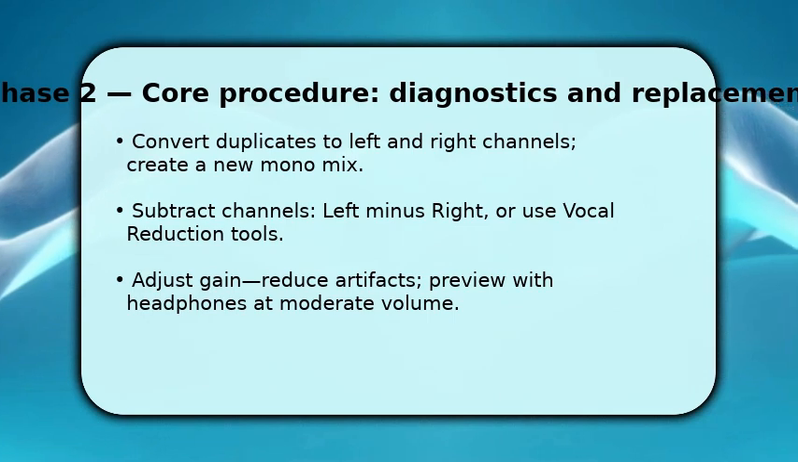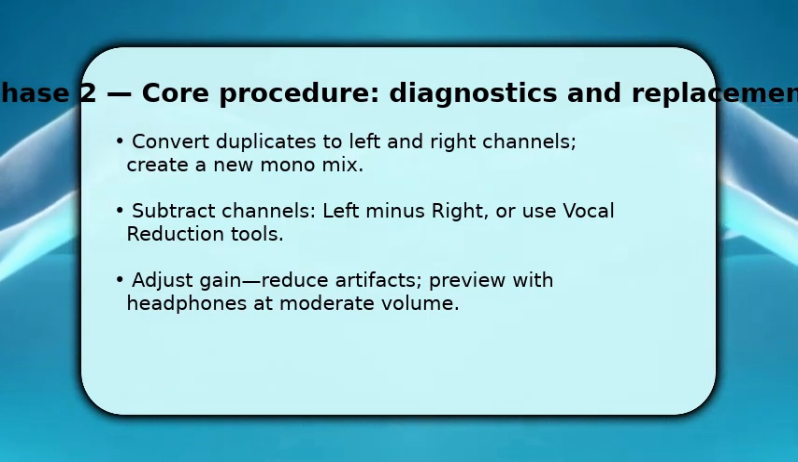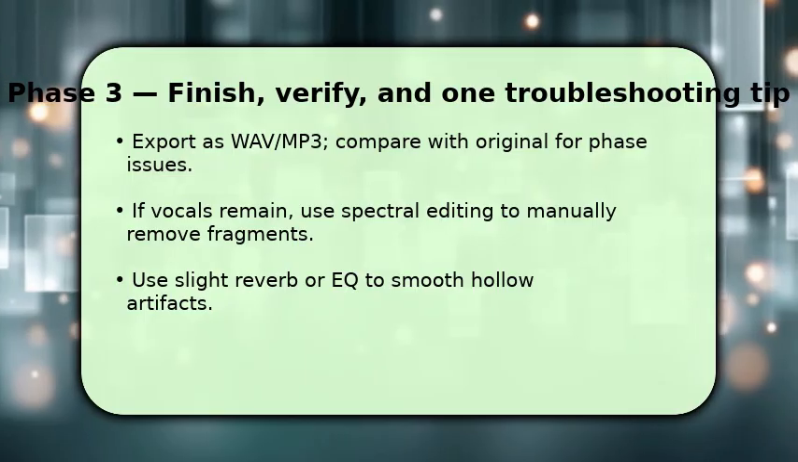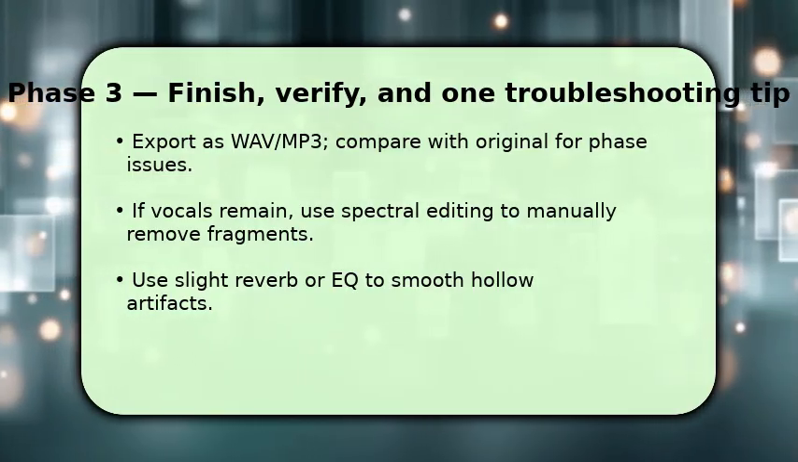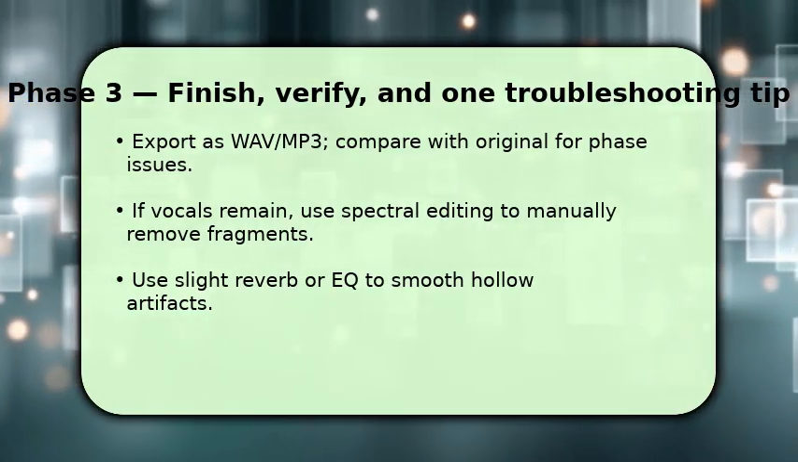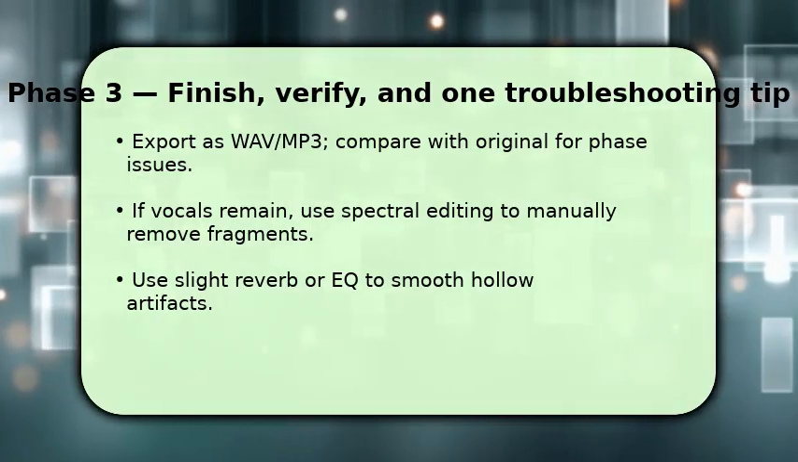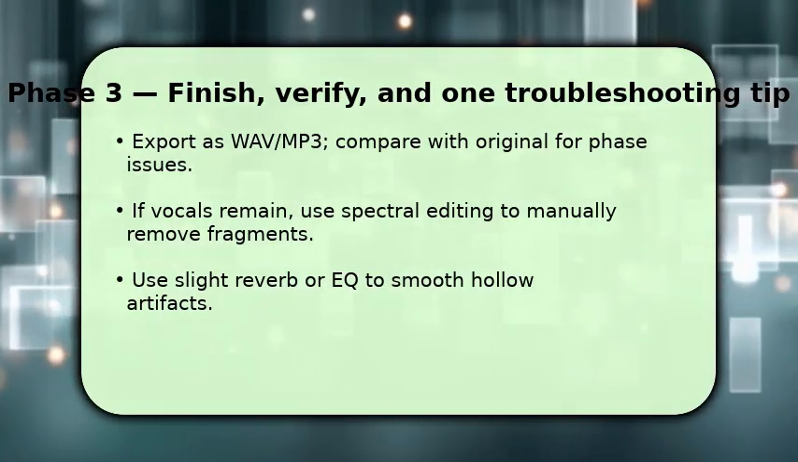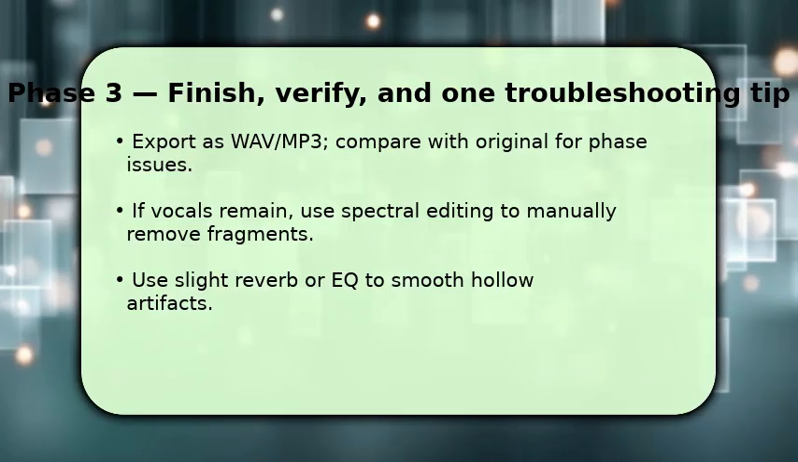Finish by mixing down and exporting your vocal reduced version as WAV or MP3. Once done, compare it to the original to spot phase-related hollowing. If the instrumental sounds thin, undo the inversion and try reducing center rather than full subtraction.